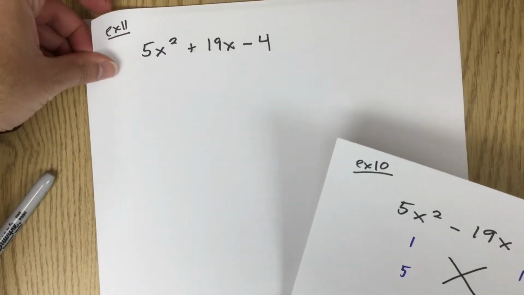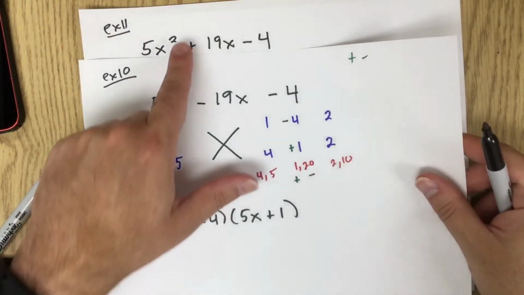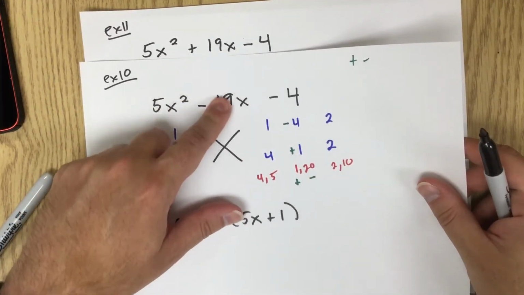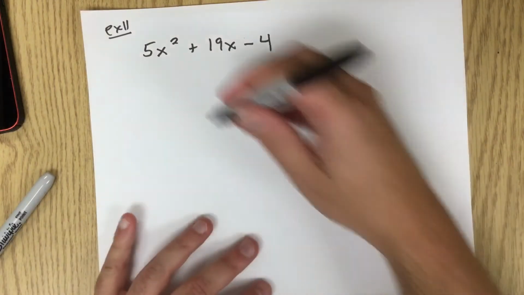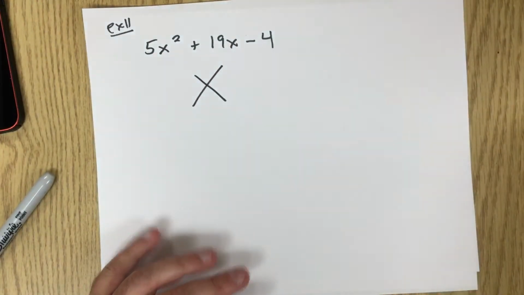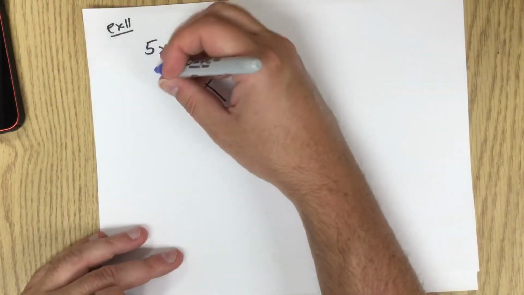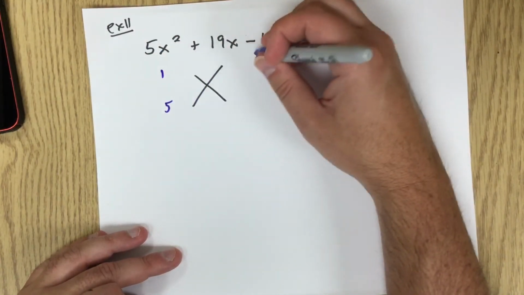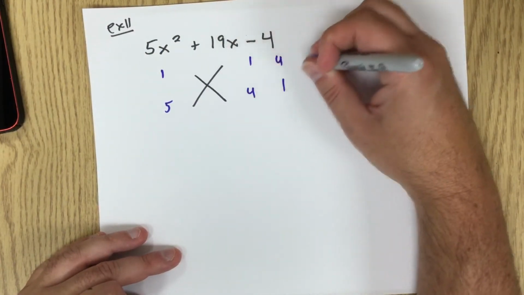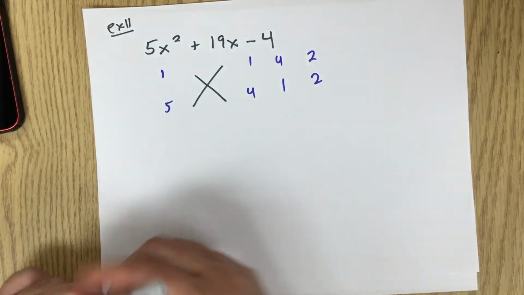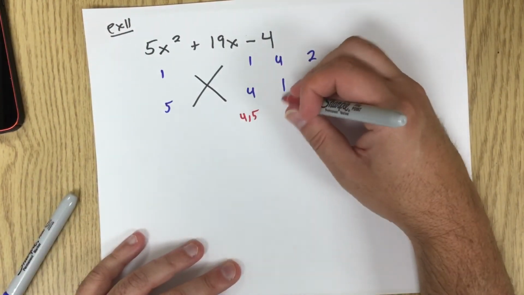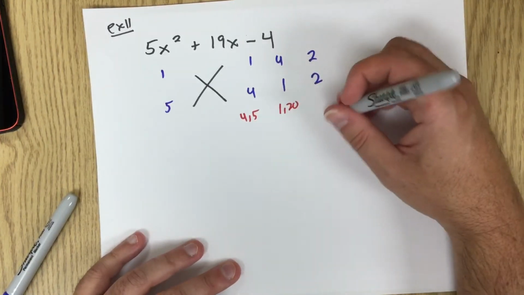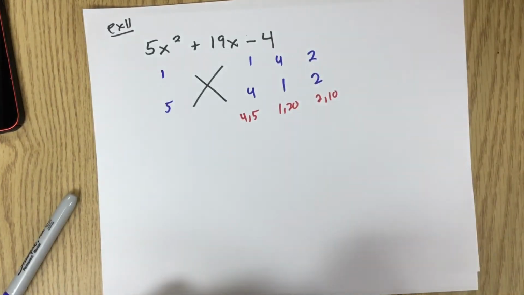Okay, 11's actually kind of the same. All I switched was, instead of minus 19x, I made it plus 19x in the middle. So everything's going to be the same. It's still going to be 1 and 5, 1 and 4, 4 and 1, 2 and 2. We're going to have the same red numbers, 4 and 5, 1 and 20, 2 and 10. The difference is that we need to get positive 19 now.